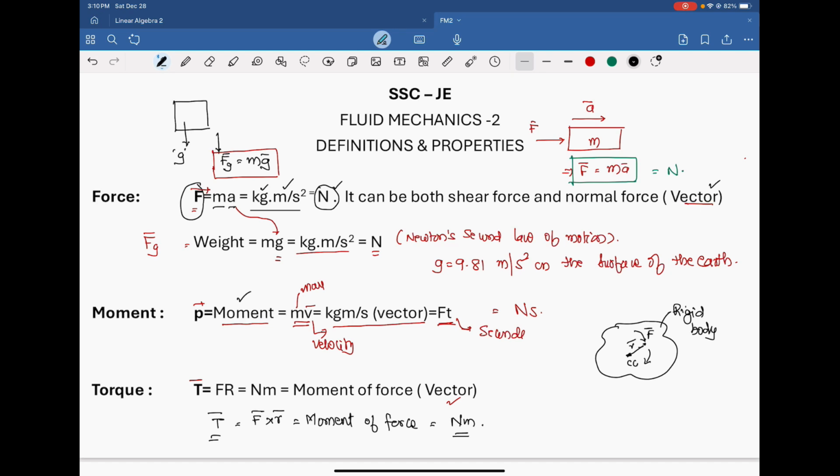Please try to understand the moment. Here in physics, while defining force and moment, they are different. Force is nothing but rate of change of momentum, whereas torque is moment of force. This moment of force is in Newton meters.